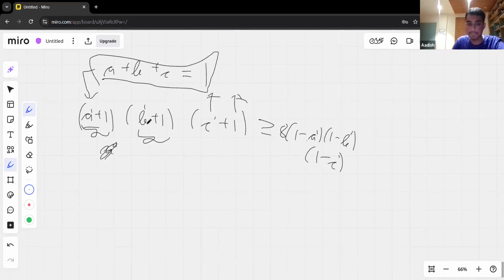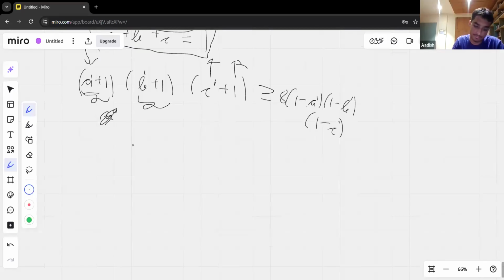Okay, I'll tell you. Say you have A plus 1. The issue is that 1 is constant and A is linear. But we know 1 is equal to A plus B plus C, right? So we just replace 1 by A plus B plus C.